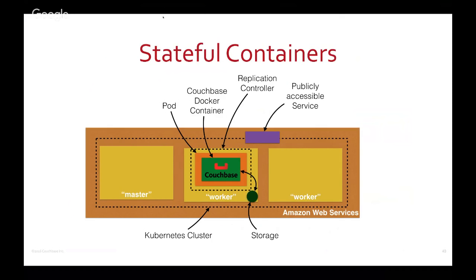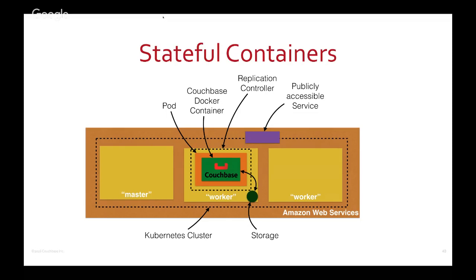Let's take a look at a more realistic example where the host is not a single point of failure. In this case, it's a little complex image, but essentially it's got one master and 2 workers. I have a Couchbase Docker container running with the replication controller or replica set, and I have exposed the service publicly so that I can access the Couchbase web console.